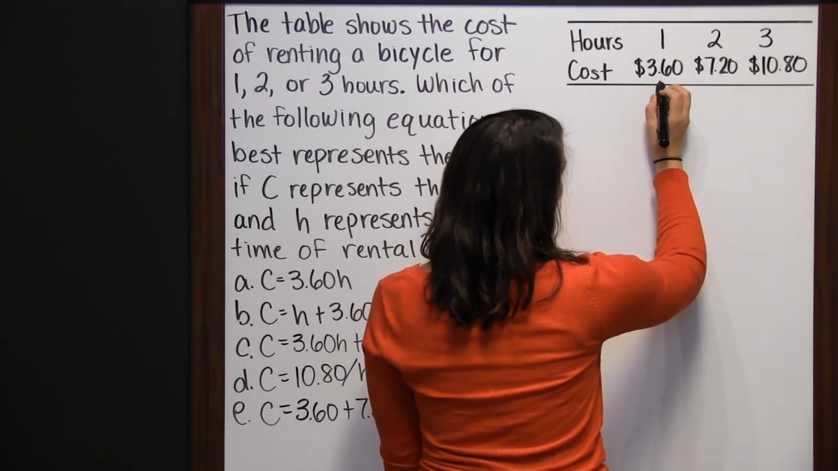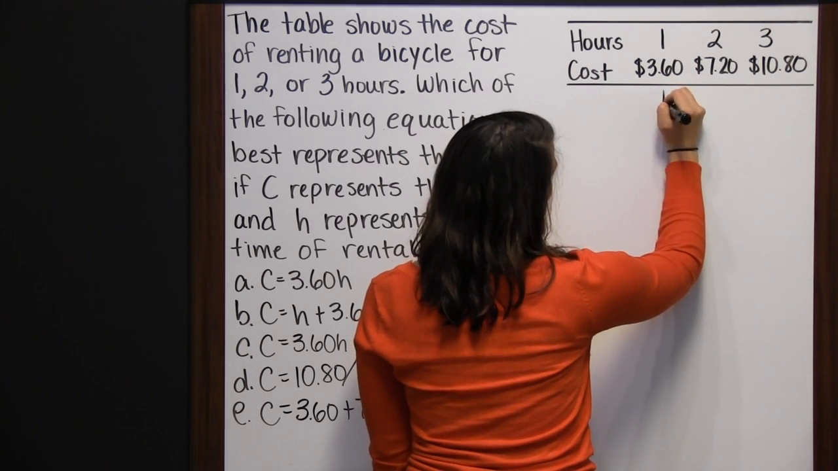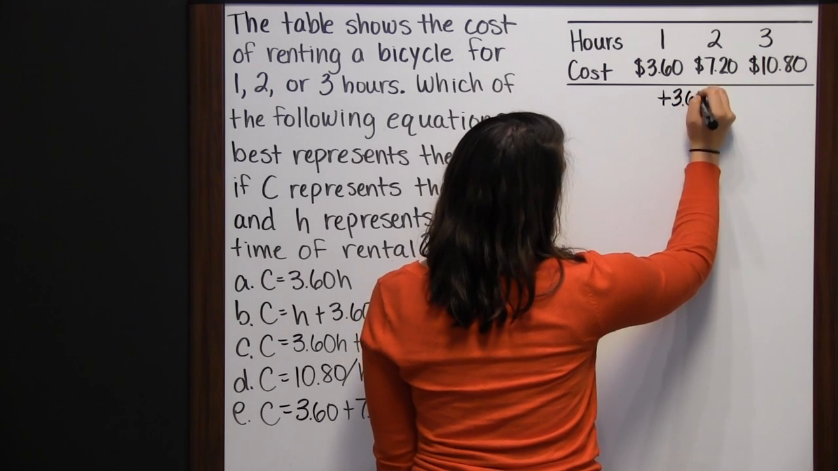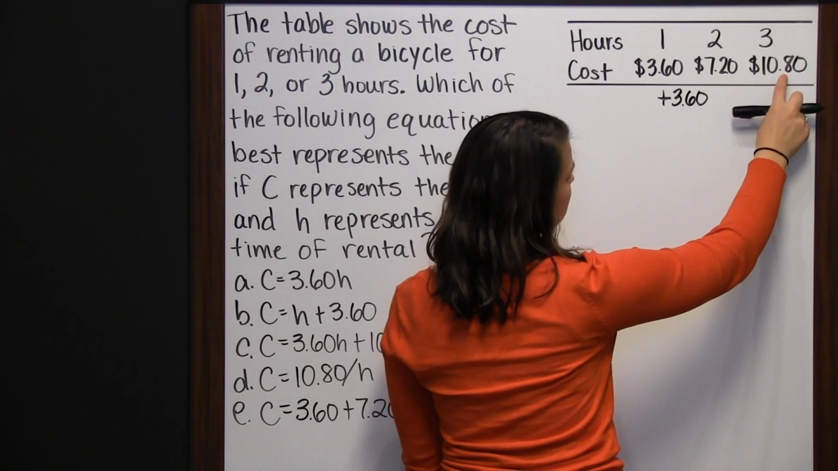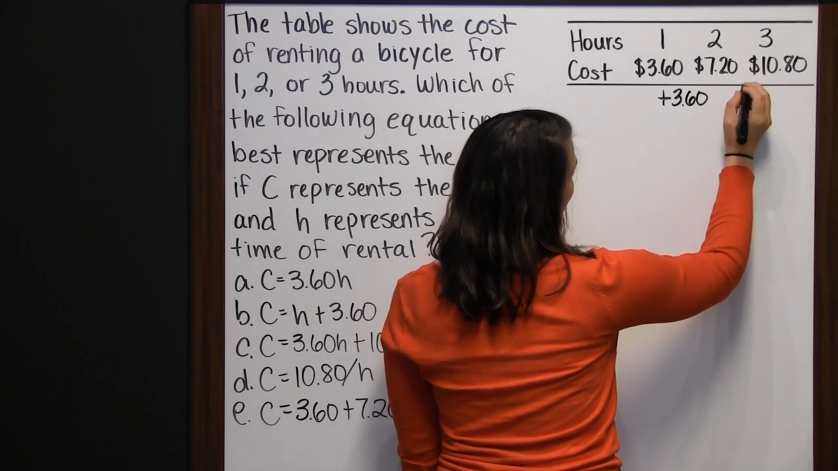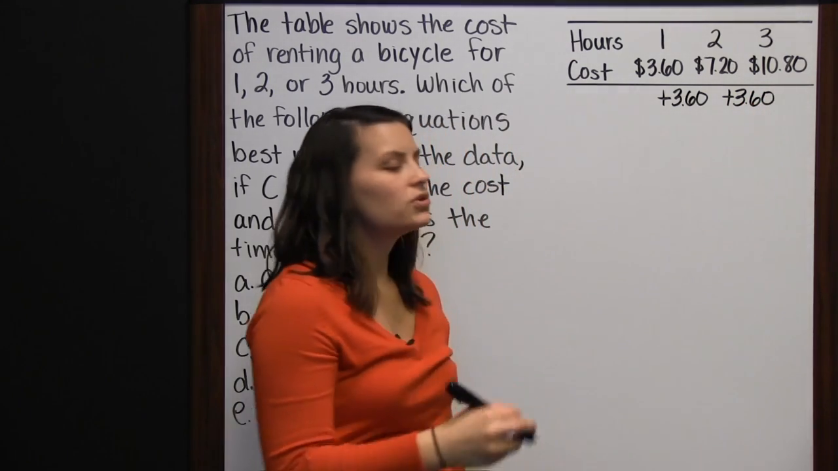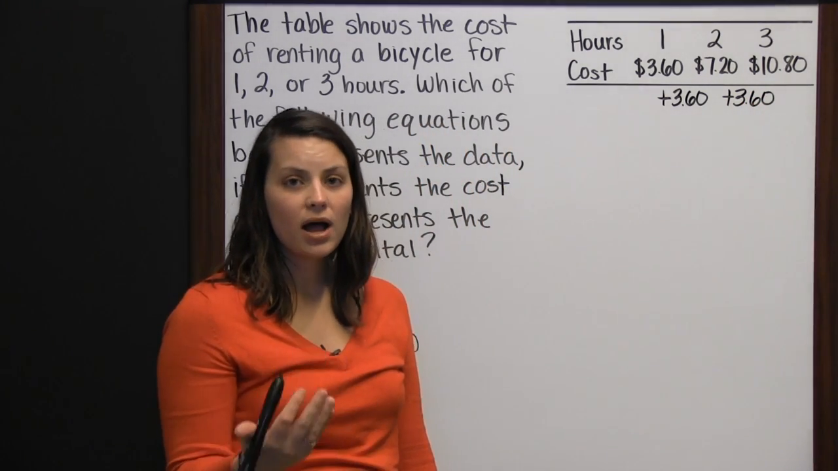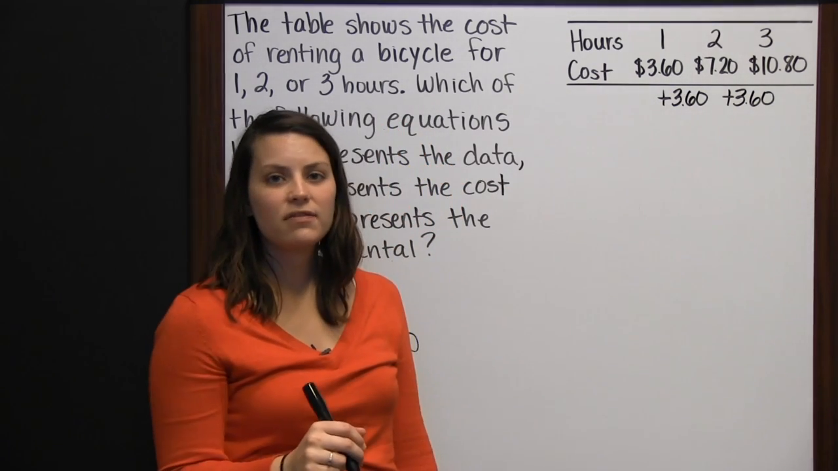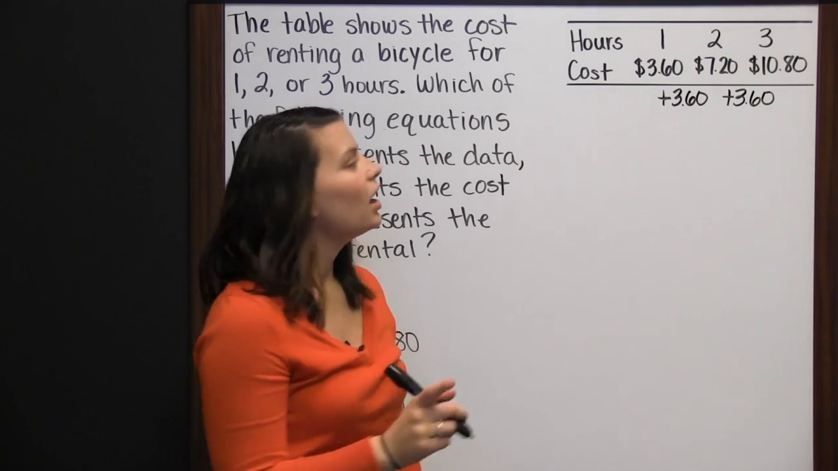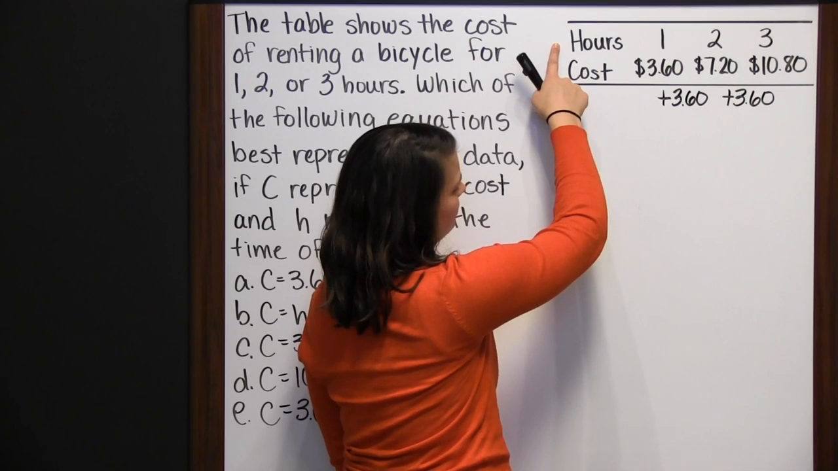So from $3.60 to $7.20, I'm adding $3.60. From $7.20 to $10.80, I'm again adding $3.60. So I can see that the change in Y, or the change in the cost, the dependent variable, is constant. I want to now compare and see what's happening with my independent variable, my time.